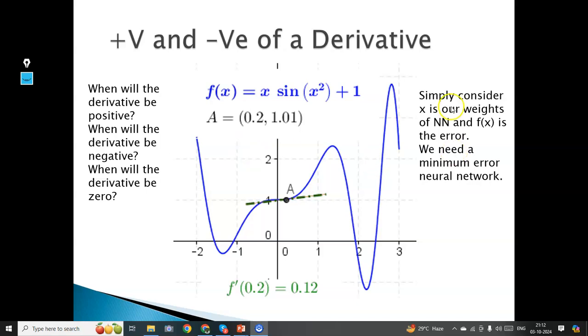If you take this model into our neural network, we can consider x as our weights and f of x as the error function or loss function. So now we have to get that weight, whenever we have to find our weight value when our error is minimum.